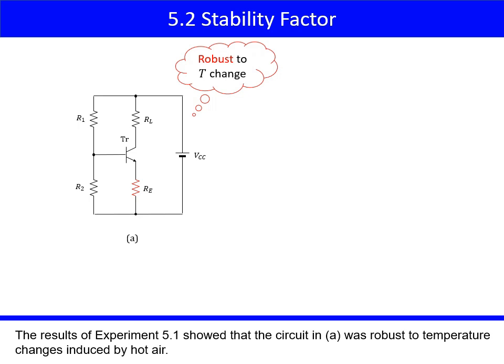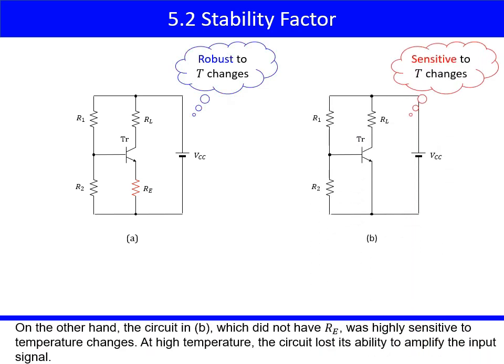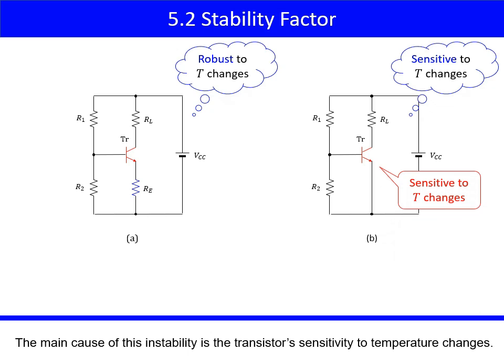The results of experiment 5.1 showed that the circuit in A was robust to temperature changes induced by hot air. On the other hand, the circuit in B, which did not have RE, was highly sensitive to temperature changes. At high temperature, the circuit lost its ability to amplify the input signal. The main cause of this instability is the transistor's sensitivity to temperature changes.